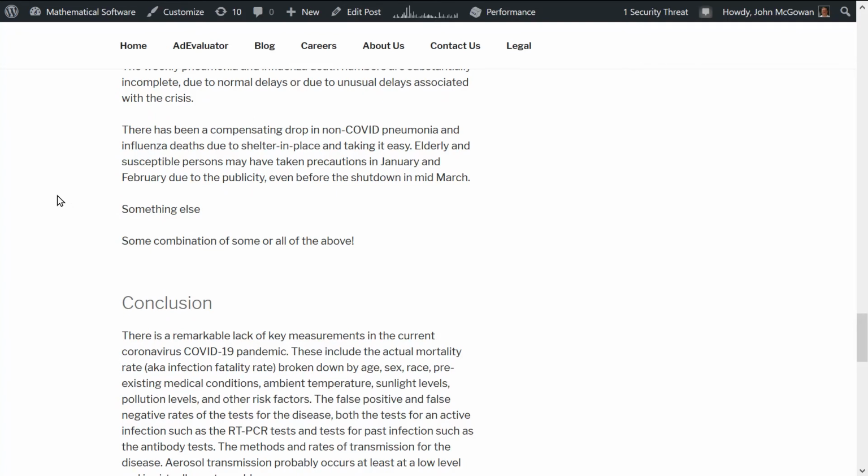There has been a compensating drop in non-COVID pneumonia and influenza deaths due to shelter-in-place and taking it easy. Elderly and susceptible persons may have taken precautions in January and February due to the publicity, even before the shutdown in mid-March, so they're being more careful so that they don't get, or if they do get, they don't die from normal pneumonia and influenza diseases. It could be something else I haven't thought of. It could be some combination of some or all of the above.